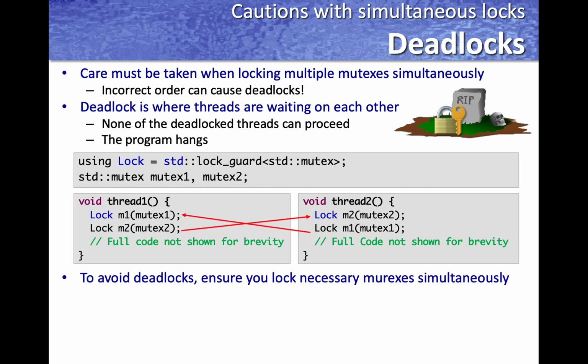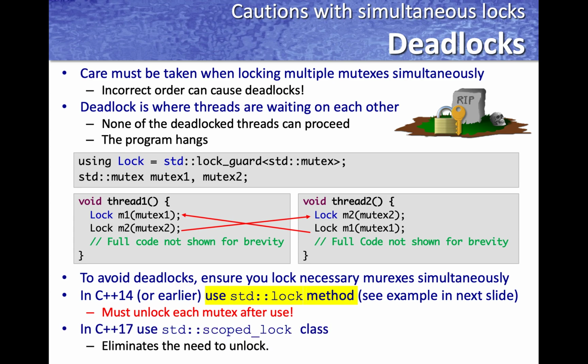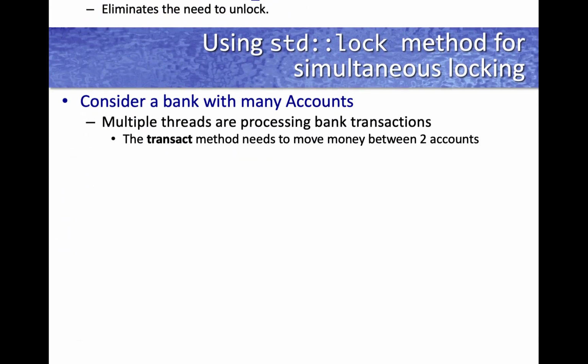So here, to avoid deadlocks, it is important to ensure that we lock all of these mutexes simultaneously. C++14 provides a special method called std::lock that must be used to lock these mutexes. In the newer versions of C++, C++17 and newer, we can use a newer method called std::scoped_lock as a replacement for std::lock, and std::scoped_lock is the preferred method to use in modern C++.